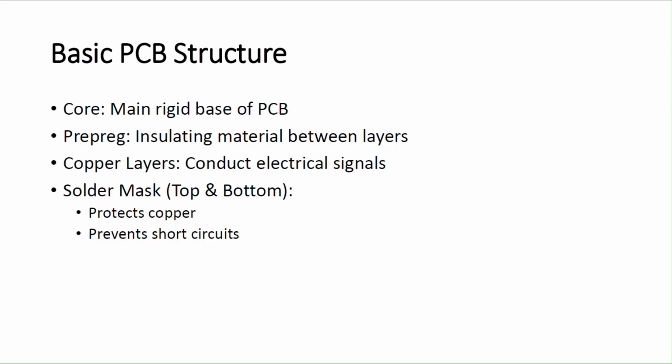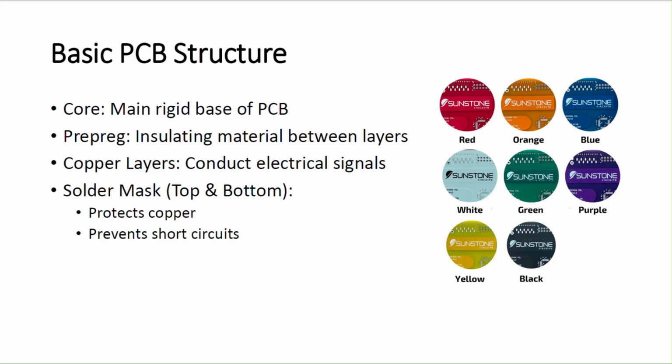So I'll just explain what all these main layers are. The core is the main rigid base of the printed circuit board. It will have more thickness compared to the pre-preg material, and it is FR4 or any kind of other glass fiber. But this is the main layer of the PCB, the core material.